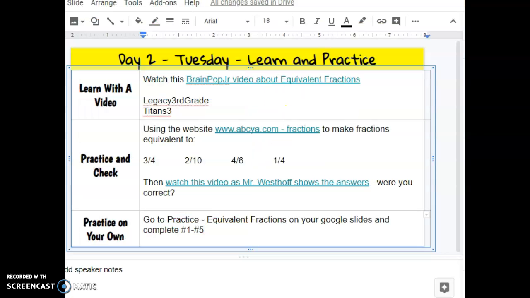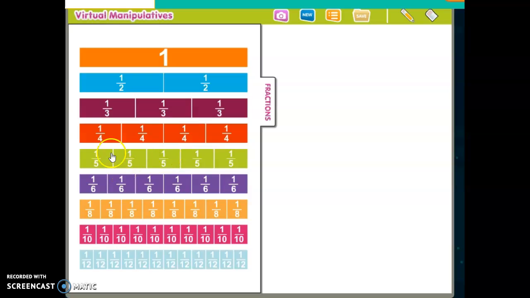The next one was 2/10. Well, I need to think to myself, what number on here is related to 10? Think about fact families. Well, 5. 1/5 is the same as 2/10.